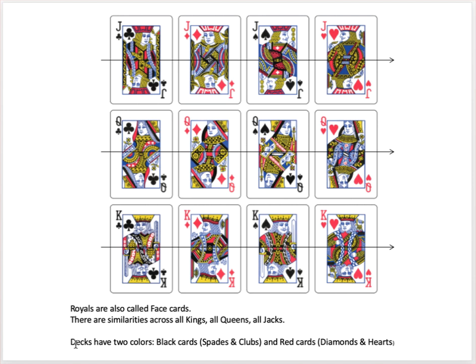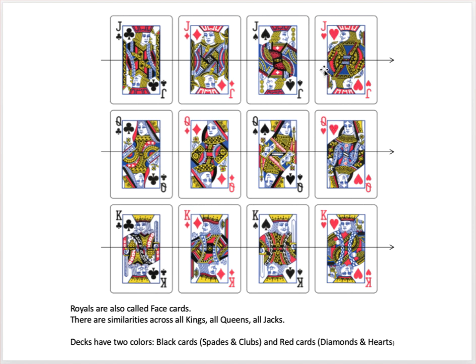The other thing is that decks of cards have two different colors, all right? So the spades and the clubs are black cards, and the diamonds and the hearts are red cards. So you're going to have to maintain that. You're going to be designing one set of red cards and one set of black cards. So you got to make sure that you maintain that.